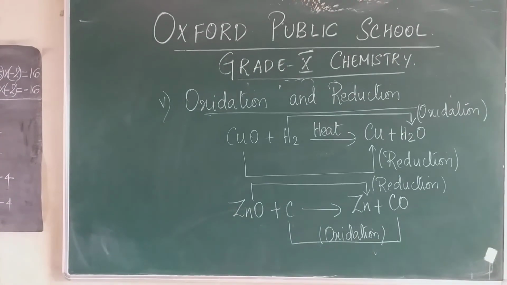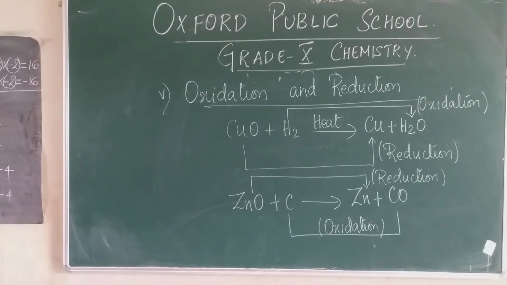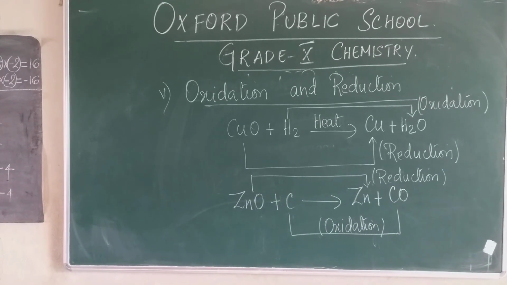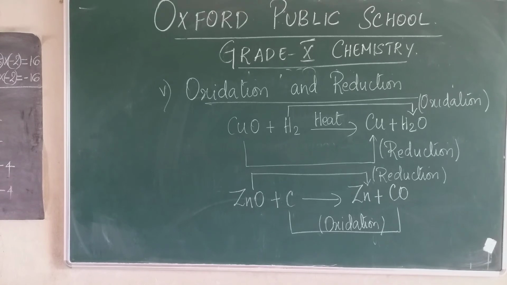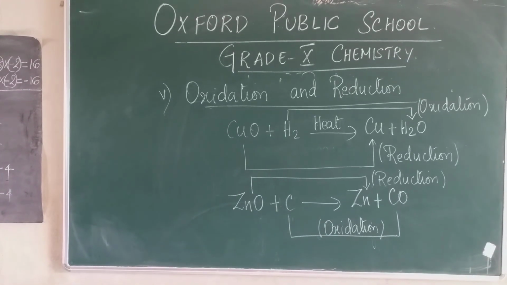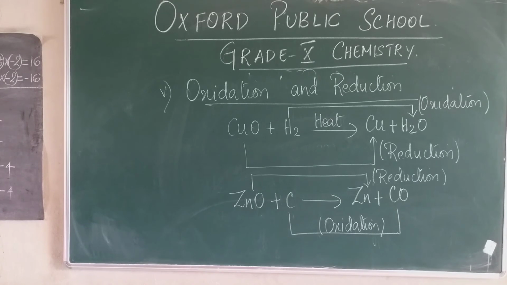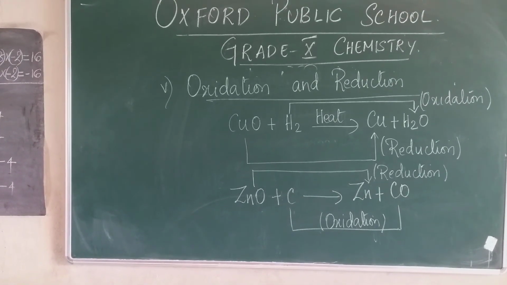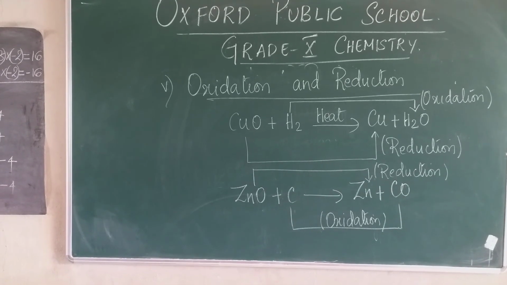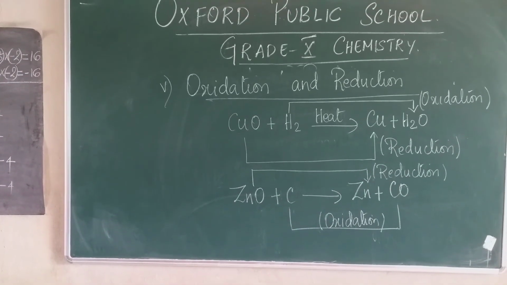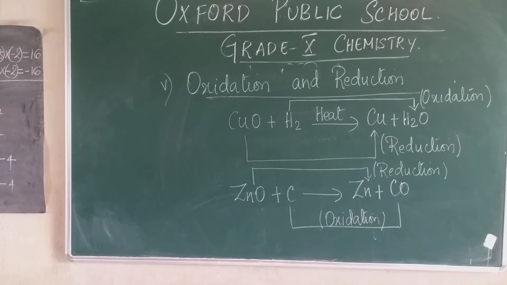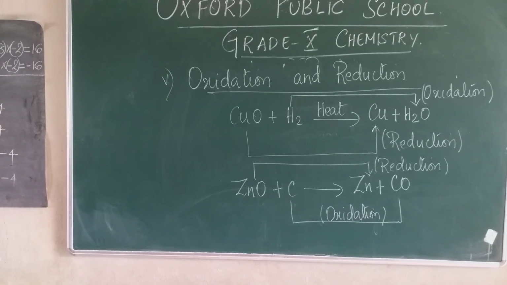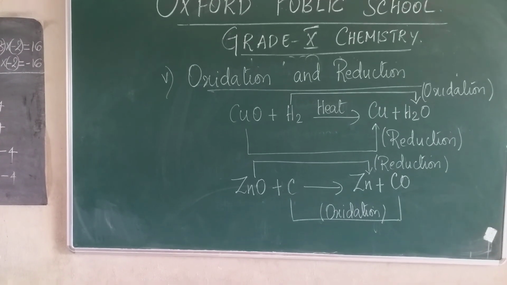Now let us see what is oxidation and reduction reaction. If a substance gains oxygen during a reaction, it is said to be oxidized. If a substance loses oxygen during a reaction, it is said to be reduced. So in the first reaction, copper 2 oxide is losing oxygen and is being reduced. The hydrogen is gaining oxygen and is being oxidized. In other words, one reactant gets oxidized while the other reactant gets reduced. Such reactions are called oxidation reduction reactions or redox reactions.